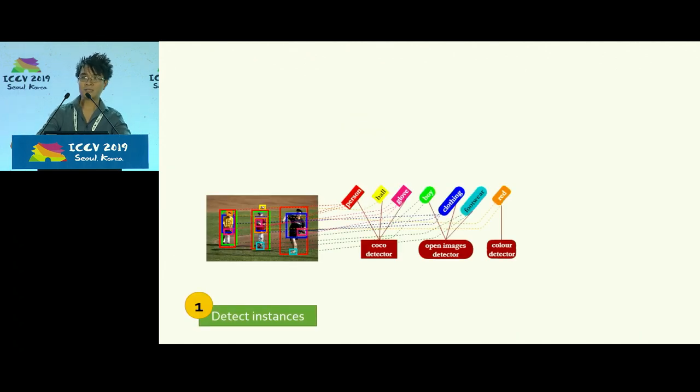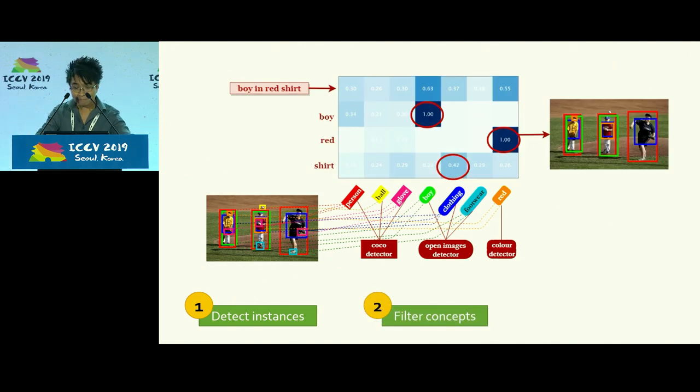Right, so the model we use to tackle this has three stages. In the first stage, we detect instances of object categories using different off-the-shelf object detectors. More details of what we did and different combinations are in the paper. In the second step, we filter the concepts, the output of detectors, and we try to keep only those that are relevant to the phrases. So for example, we keep the boy and red detector. And perhaps we might not have a shirt detector, but we try to find the most similar object detector, for example, clothing in this case.